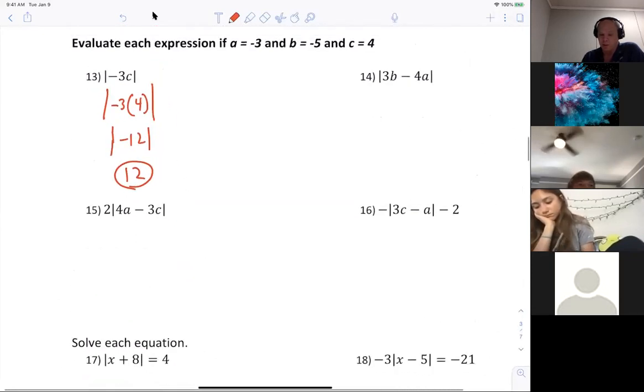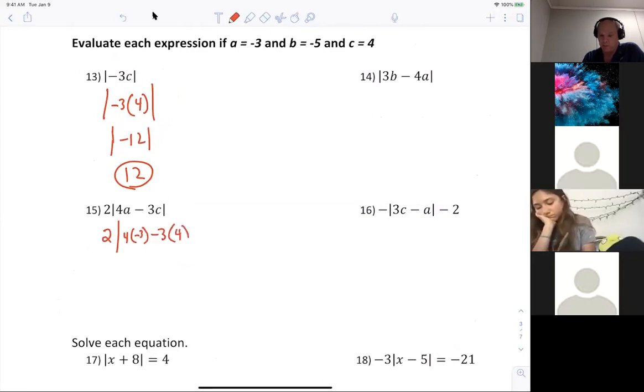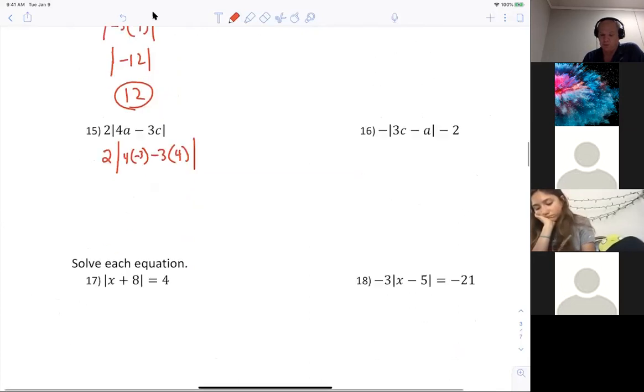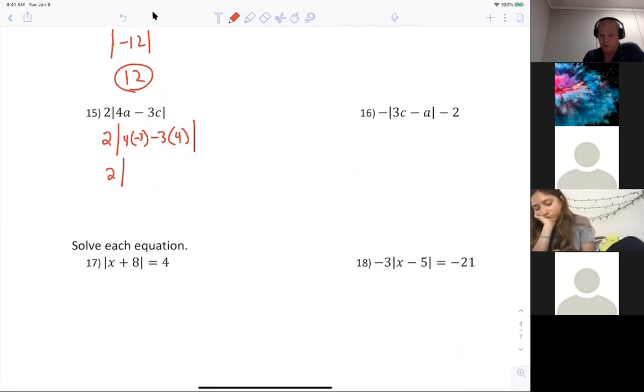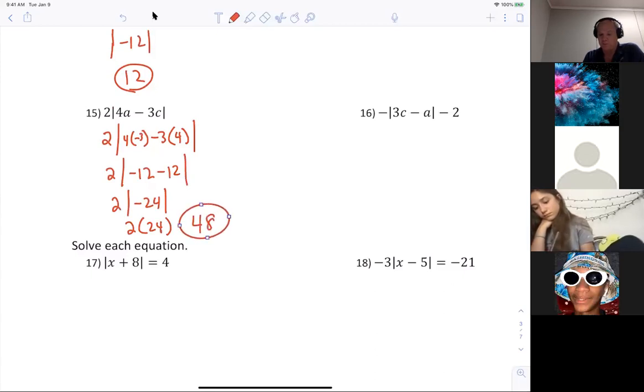So now for number 15, a is negative 3. So 2, absolute value, 4 times negative 3 minus 3 times 4. So let's see what we have here. 2, absolute value, negative 12 minus 12. 2, absolute value, negative 24. Absolute value of negative 24 is 24. So after all that, you're at 48. Everybody good? All right, here we go.